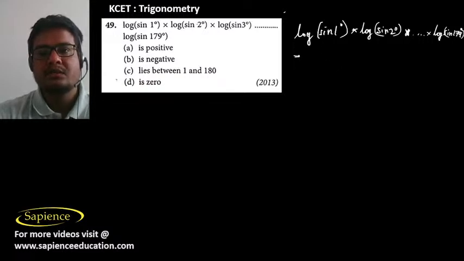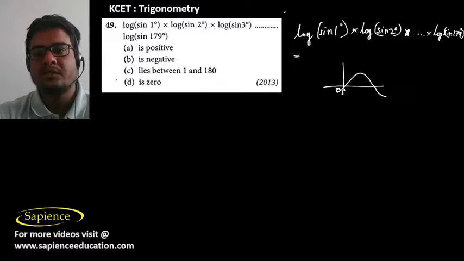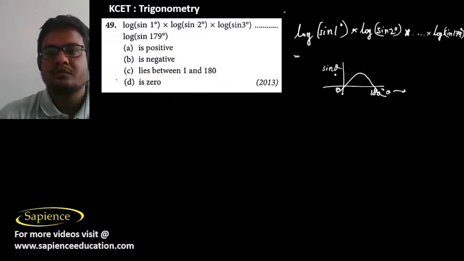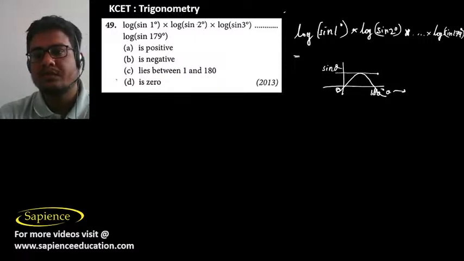So now we know that the graph of sine x is like this. Here it is x equal to 0, this is 180 degree, this is sine theta versus theta. So here we know that from 0 to 180 the value is positive, but the value is from 0 to 1.